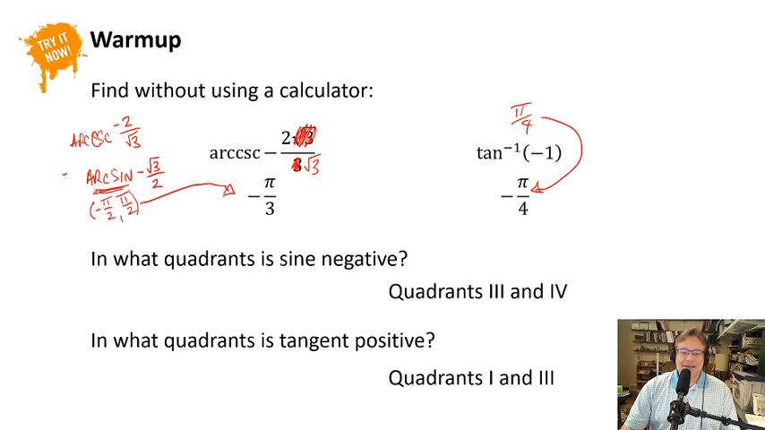Sine is all about the y direction, and so where is sine negative? It's where the y direction is negative, quadrants 3 and 4. And lastly, where is tangent positive? Well, it's where the x and y coordinates are either both positive, as in quadrant 1, or both negative, as in quadrant 3.